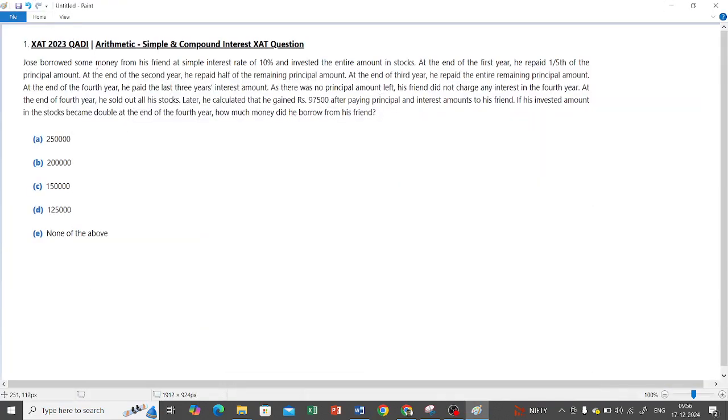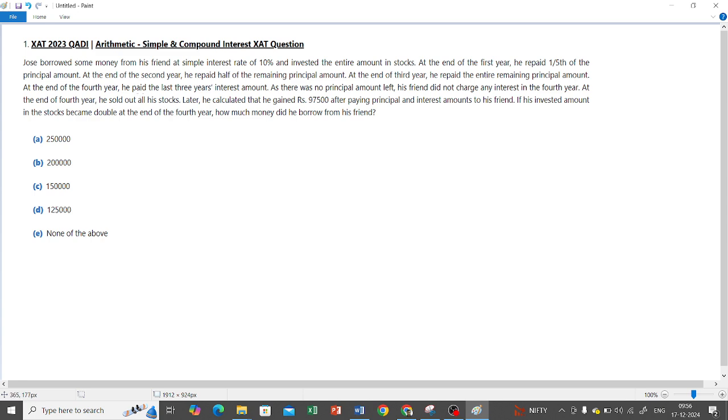Okay, Joe borrowed some money from his friend at simple interest of 10%, and invested the entire amount in stocks. At the end of the first year, he repaid one fifth of the principal amount. At the end of the second year, he repaid half of the remaining principal amount. At the end of the third year, he repaid the entire remaining principal amount.